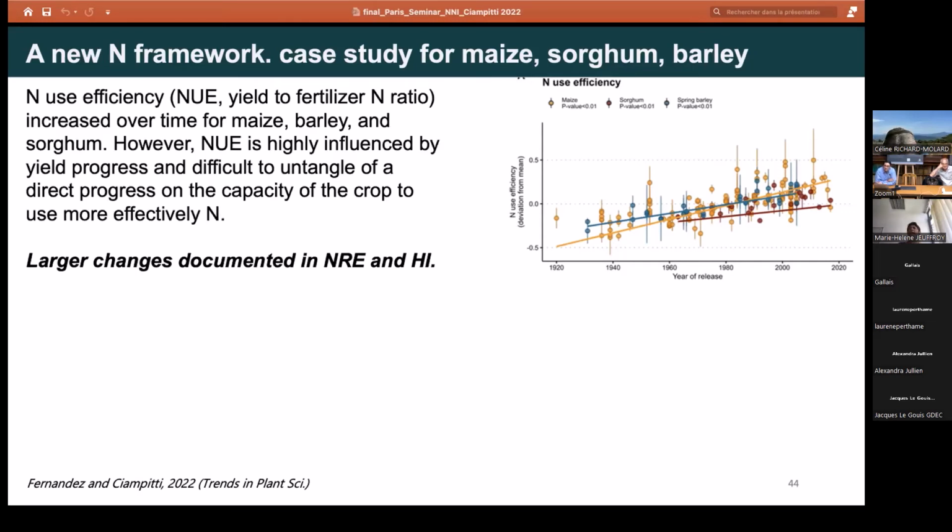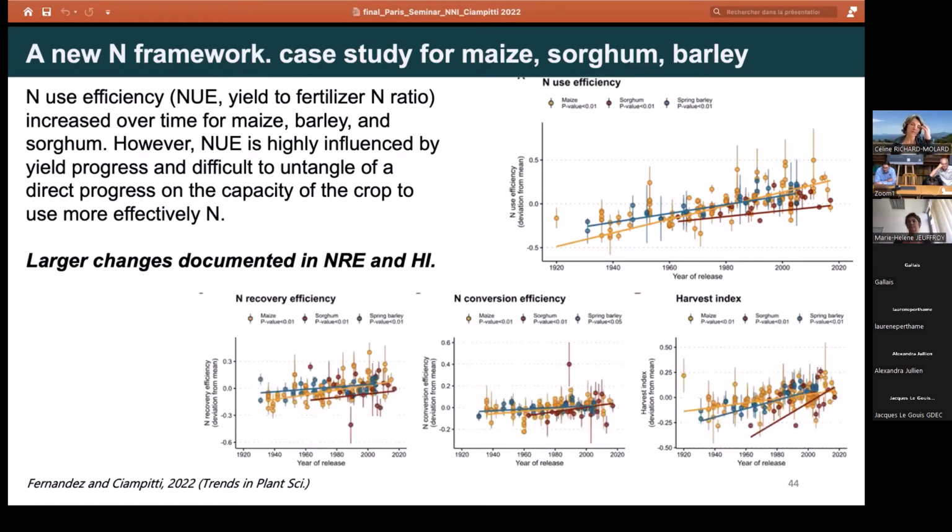However, when we think about NUE, and we discussed at some point in the presentation, this NUE is highly influenced by yield. So in many situations, we cannot separate NUE from the yield progress. And it's hard to untangle this progress on NUE when you are looking at this progress on yields. So we divided these using the traditional coefficients: recovery, conversion, and harvest index. And what we found is that the main aspects where we've seen increases are in the recovery and in the harvest index.